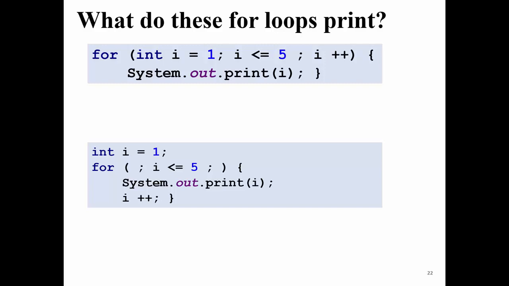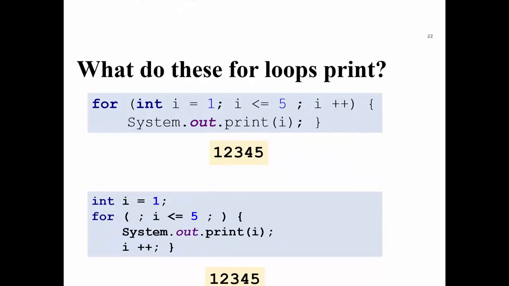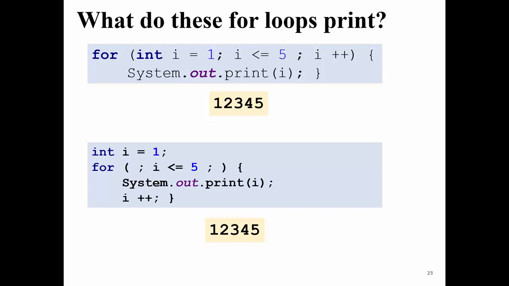As you can see in the second for loop, we are omitting the initialization and increment, and we have the increment actually inside the body of the for loop. We can do that. So the first for loop will print 1, 2, 3, 4, and 5, and the second one is equivalent to the first one. Okay?